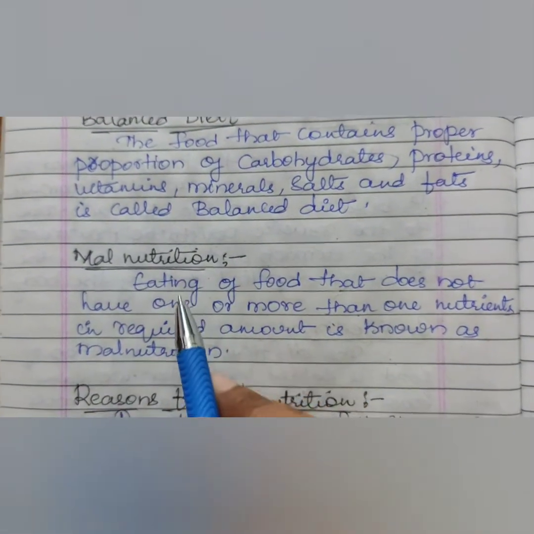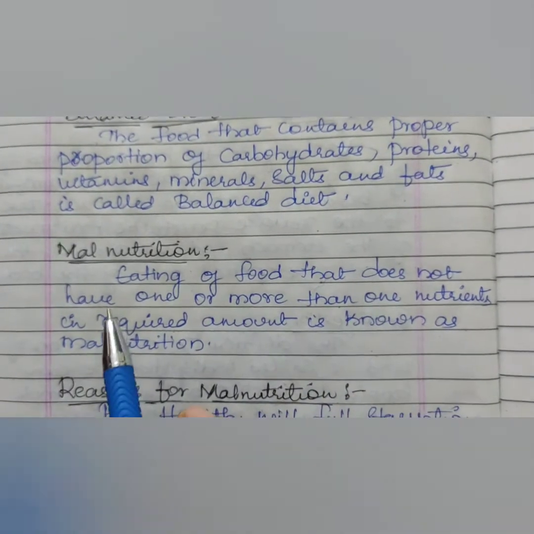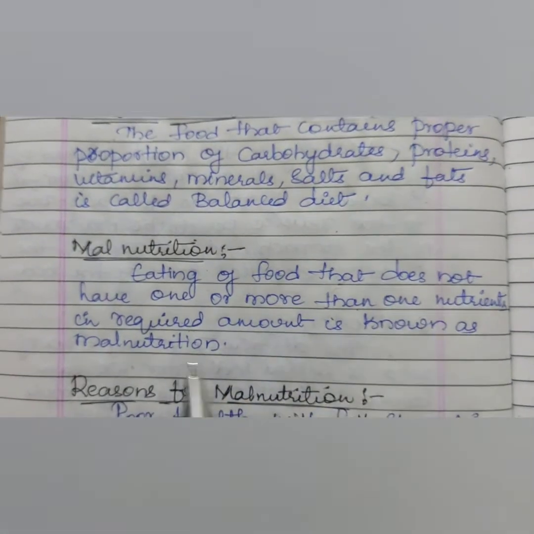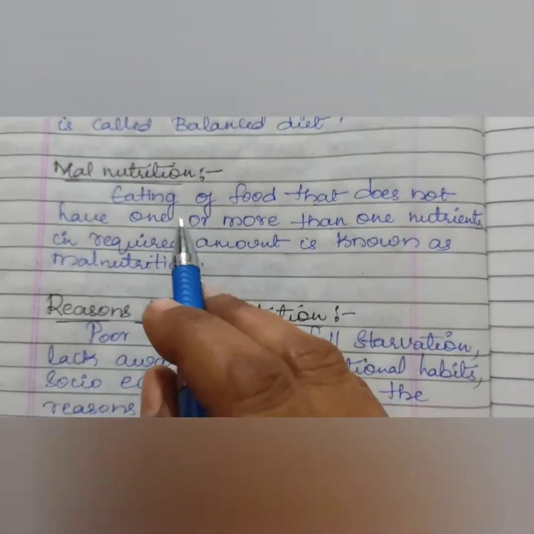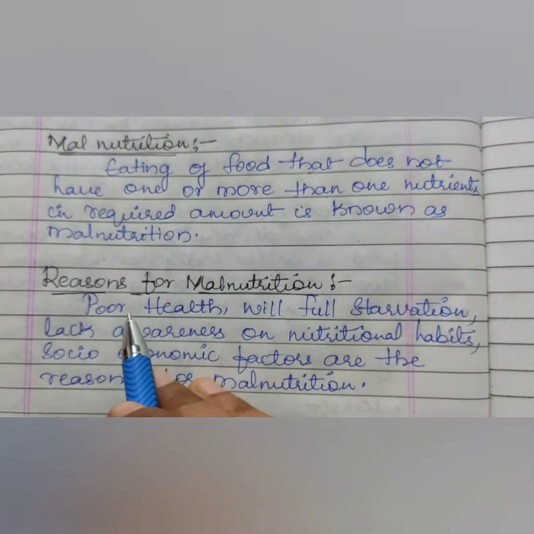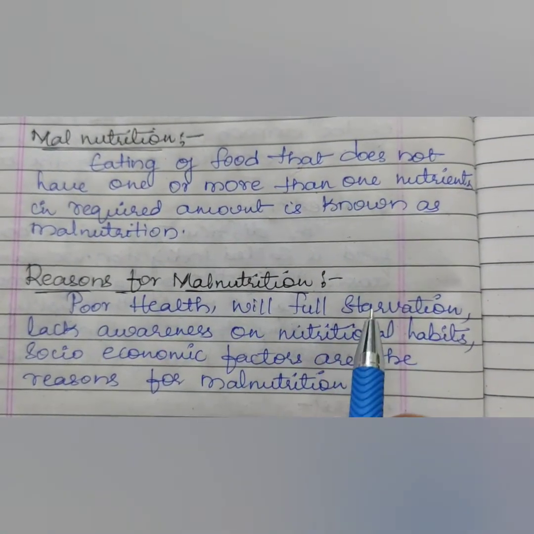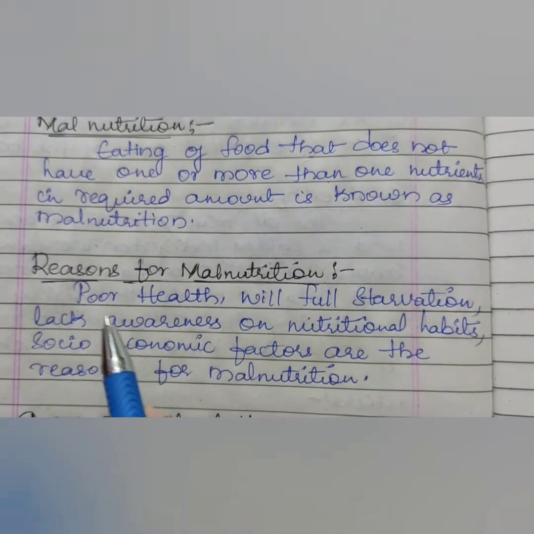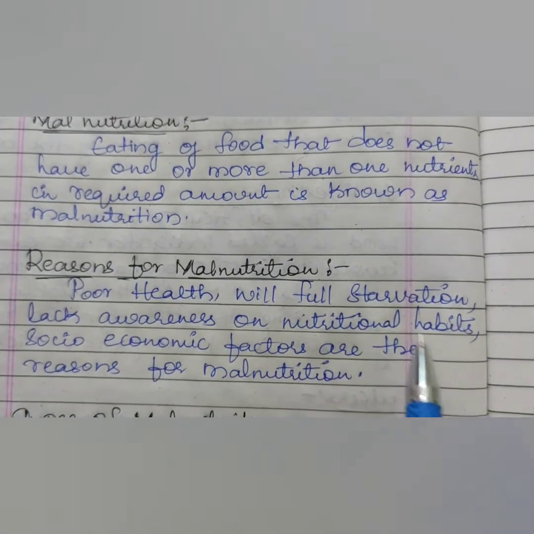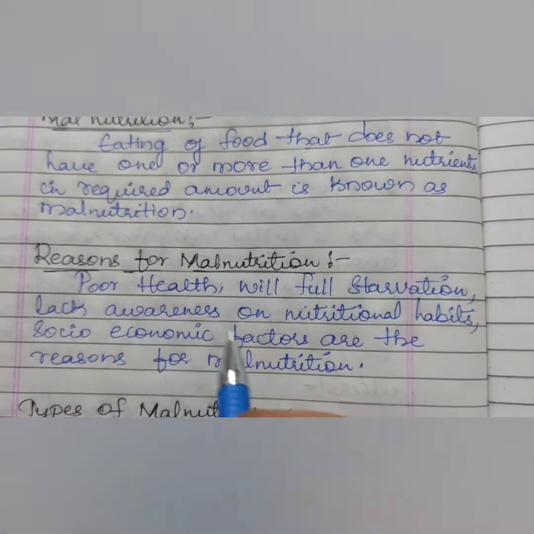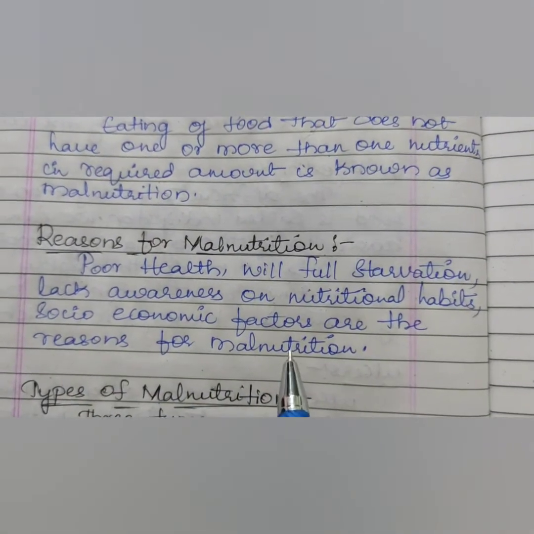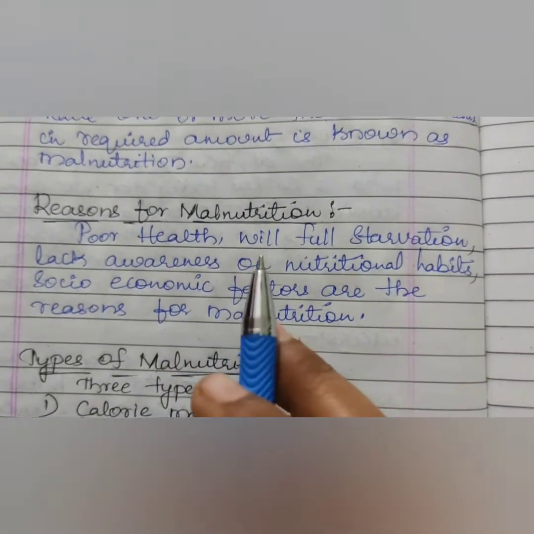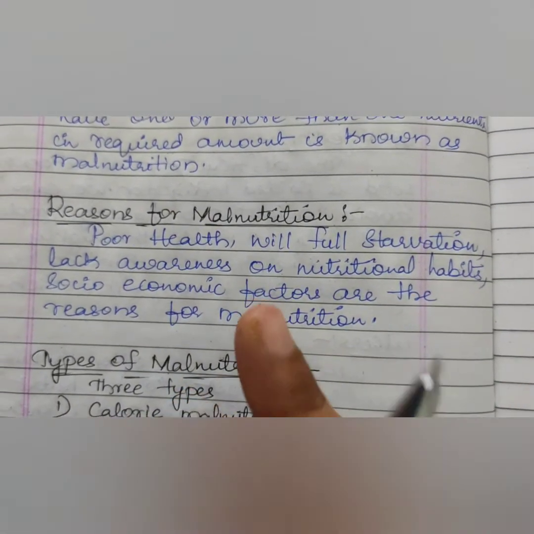Next, malnutrition. What is malnutrition? Eating of food that does not have one or more nutrients in the required amount is known as malnutrition. The reasons for malnutrition are poor health, willful starvation, that is, willingly not eating food, and lack of awareness of nutritional habits. Socio-economic factors are also reasons for malnutrition. Due to this malnutrition, we are going to have attacks of diseases.